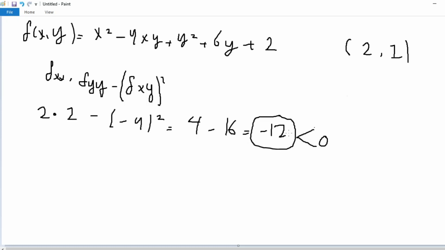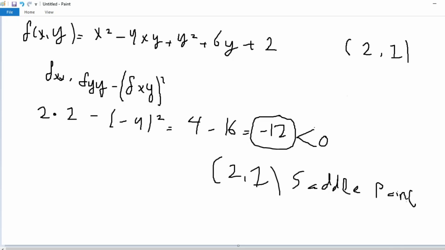So because negative 12 is less than 0, the critical point (2, 1) is a saddle point. So there is no local minimum or local maximum. You need to write that (2, 1) is a saddle point. The last thing you need to do is find the value at the saddle point.